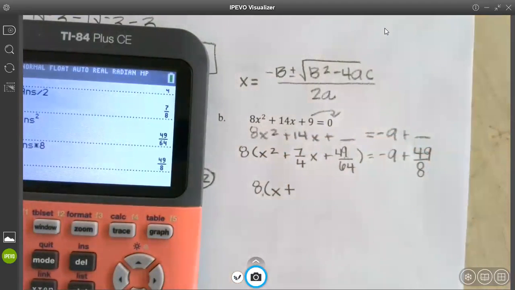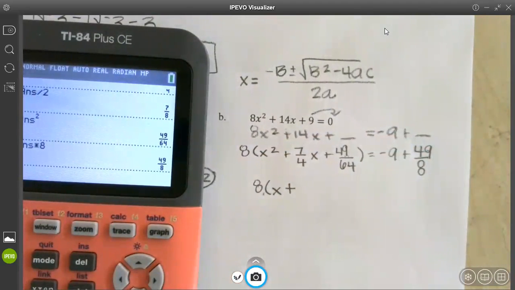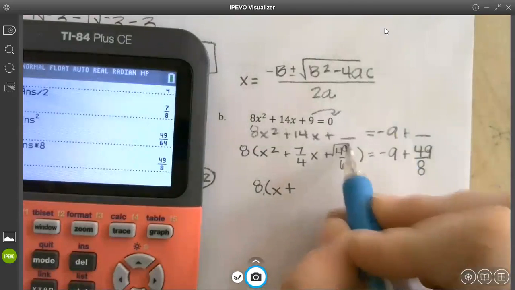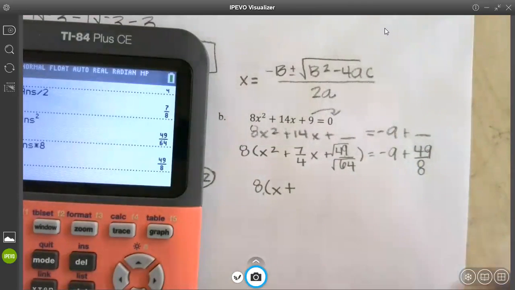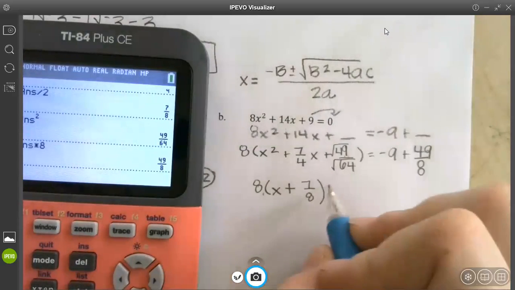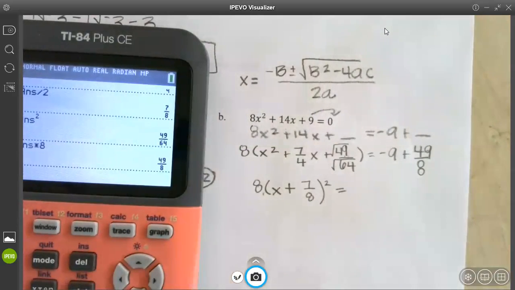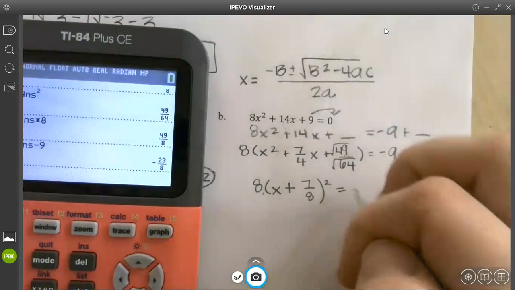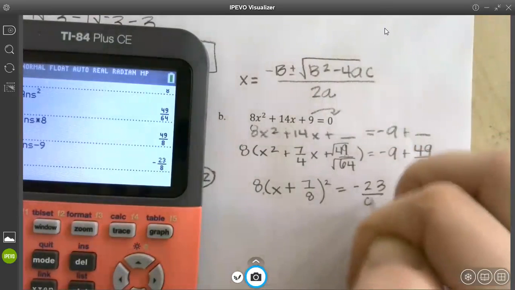It's an easy one. Remember, square root of the first sign, square root of 49 over 64 is 7, and then this 49 over 8 minus 9 gives us negative 23 over 8.